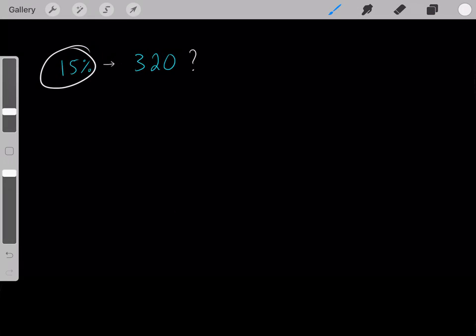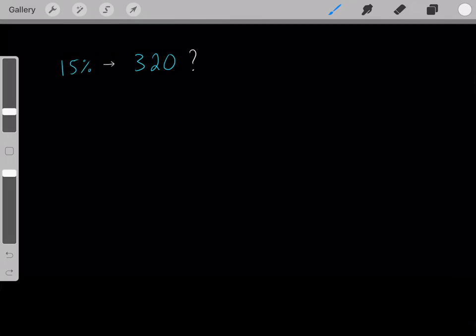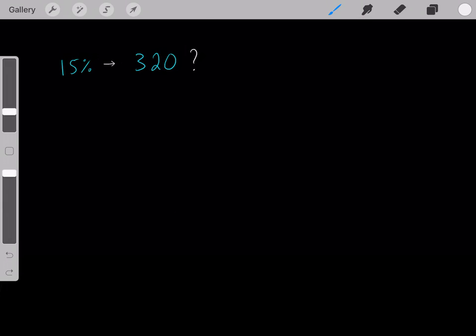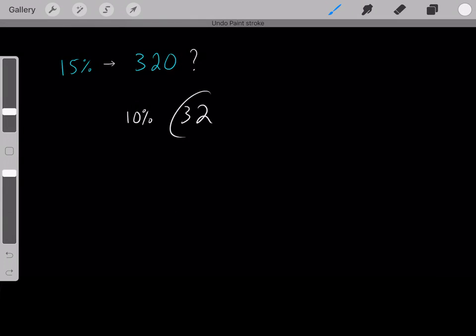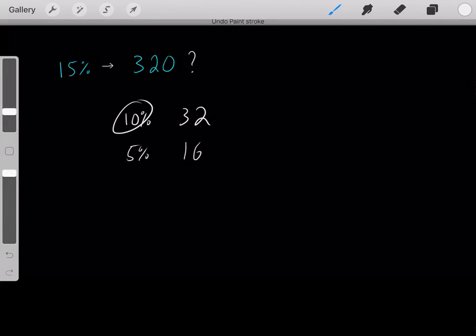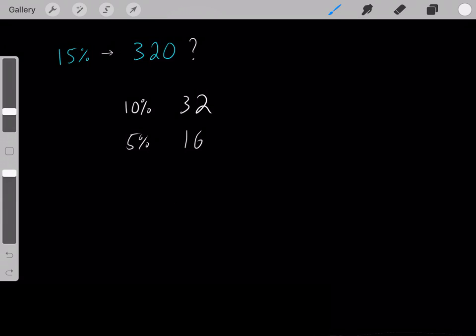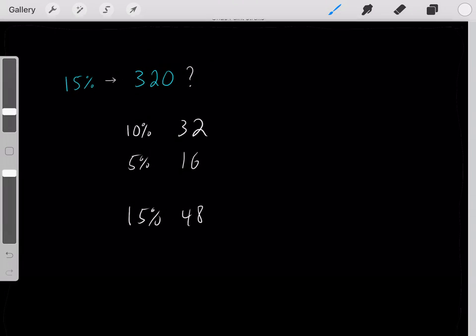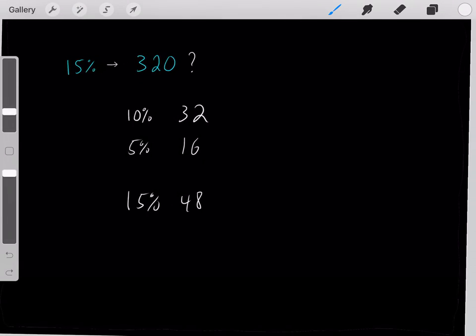So what if you were to ask, what is 15% of 320? I remember if you were to ask me how to find 15% of 320, I would have no idea how to do this, but it's actually really not so bad. So we know 10% of 320 is clearly 32. Therefore, 5% would be 16, which is just half of 32. So therefore, we know 15% must be 32 plus 16, which is 48. So 15% of 320 is 48. It's pretty straightforward. It's not so bad.